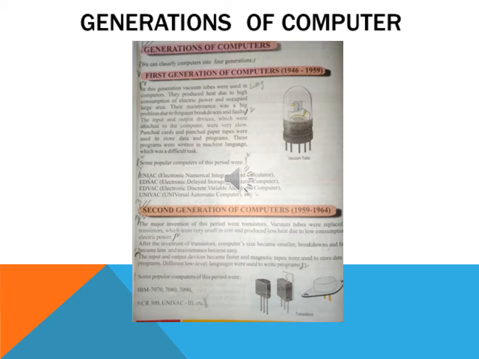The input and output devices of this generation became faster, and magnetic tape was used to store data. Different low level languages were used to write programs. For example, assembly language was used for writing programs and giving instructions to the computer. Some popular computers of the second generation are IBM 7070, 7080 and 7090, NCR 300 and UNIVAC 3.